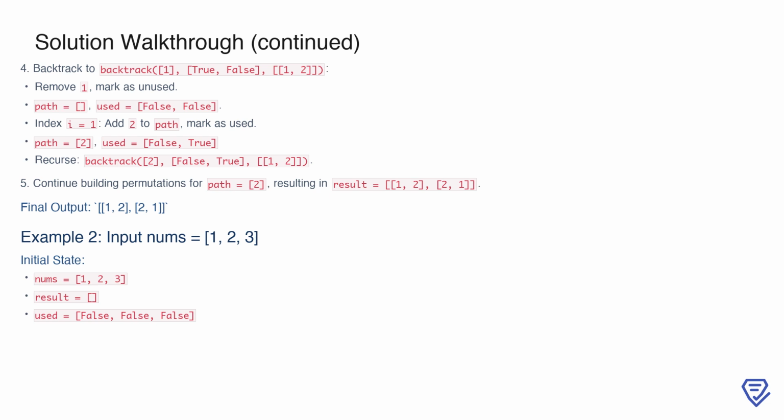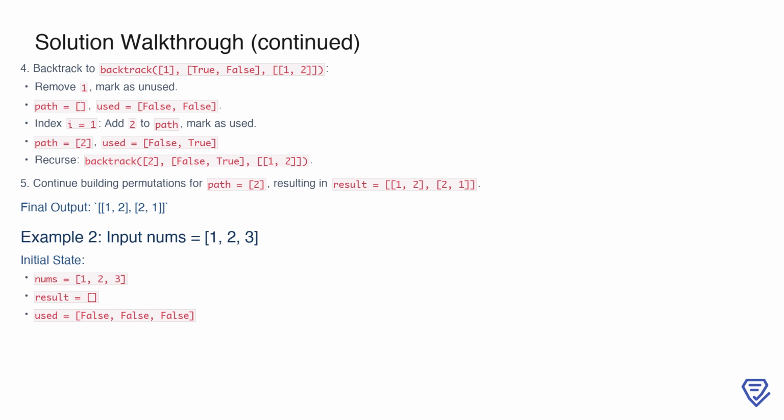From here, we remove 1 from the path and mark it as unused, resetting path to [] and used to [false, false]. Next, we resume iterating over nums, this time at index 1. We add the number 2 to the path and mark it as used. This updates path to [2] and used to [false, true]. We then recurse again to continue building permutations from this state.